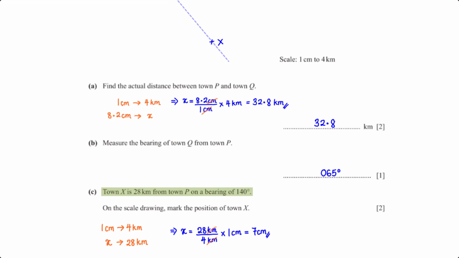Town X is 28 kilometers from town P on a bearing of 140 degrees. On the scale drawing, mark the position of town X. To get the equivalent of 28 kilometers on the map, we set up the conversion ratio. When we cross multiply and make x the subject, this is what we have, which is equal to 7 centimeters.